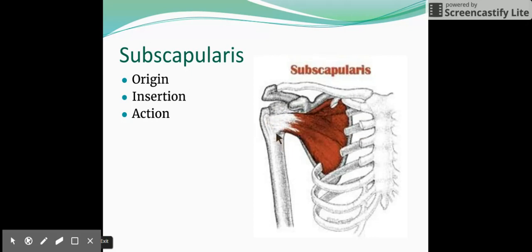And again, subscapularis's job is to rotate the arm or rotate the humerus. That is its function.